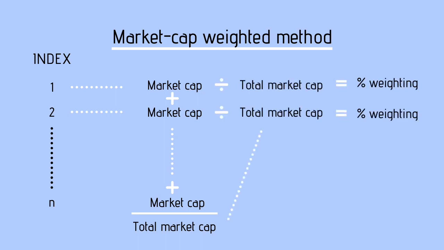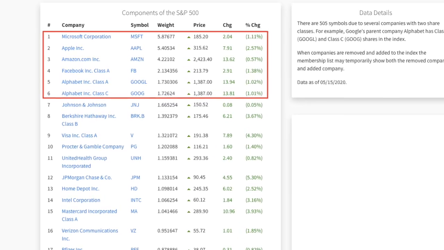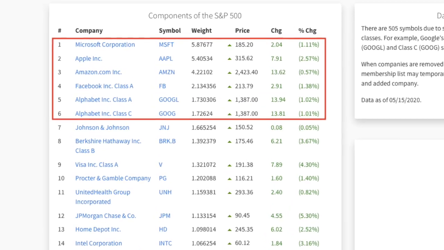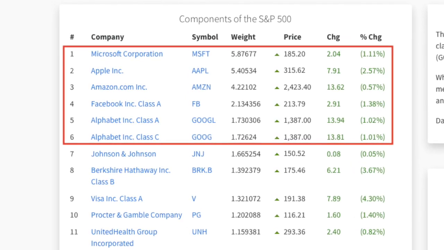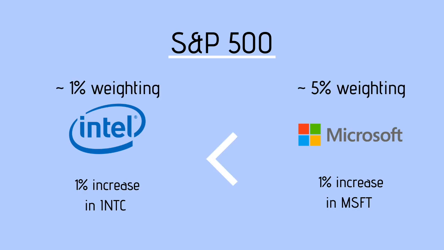This weighting basically represents how much of an influence it has on the index. So the logic is that the stocks with bigger market caps exert a greater influence on the index. In other words, it carries more weight. Let's check out the S&P 500 components, for example. Here we can see that the top 5 are tech companies, taking up more than 20% of the overall index. And this means a 1% increase in Intel, for example, will not be the same as a 1% increase in Microsoft, as Microsoft has about 5 times the weighting of Intel's.